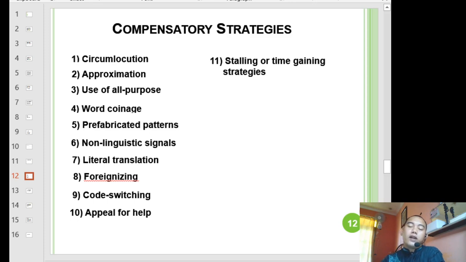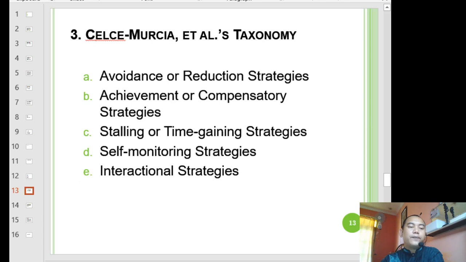Number 10, appeal for help, asking for aid from the interlocutor, either directly or indirectly. And number 11, stalling or time-gaining strategies, using fillers or hesitation devices to fill pauses and to gain time to think. And then Tarone, Faerch and Kasper, Celce-Murcia 1995 classified communication strategies into five main types. A. Avoidance or reduction strategies. They are message replacement, topic avoidance, and message abandonment.